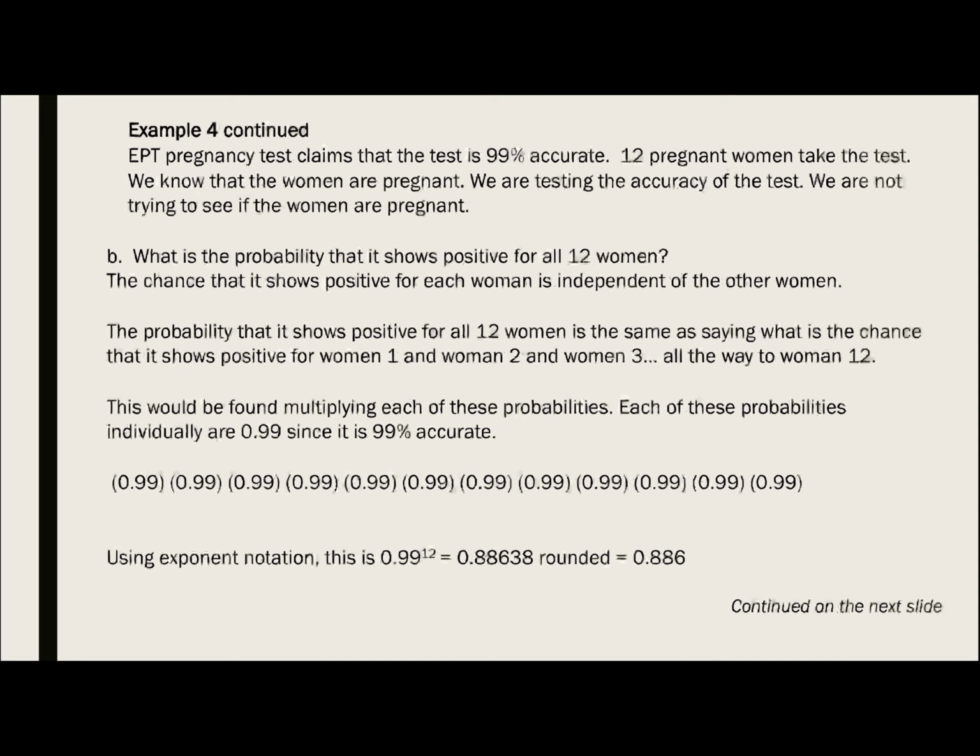We find the probability of and by multiplying. So we're going to multiply 0.99 times itself 12 times for the 12 women. We're multiplying because that's what we do when we're finding the probability of A and B and C and D. Using exponent notation, that's 0.99 raised to the 12th power, which equals 0.88638, rounded.